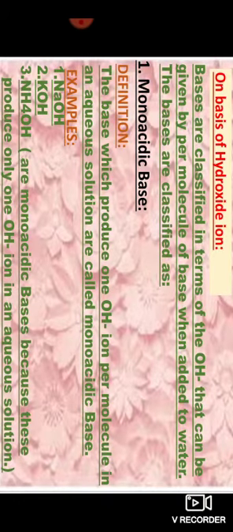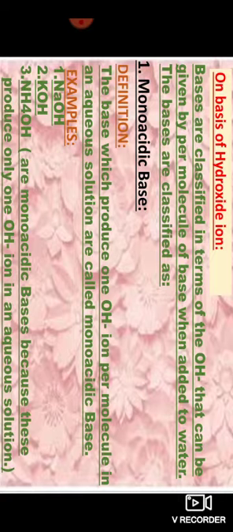Now the classification of bases on the basis of hydroxide ion, like as I have discussed in the classification of acids on the basis of hydrogen ion. So here I will discuss the classification of bases on the basis of hydroxide ion, which it can donate. Some bases can donate in aqueous solution only one hydroxide ion.